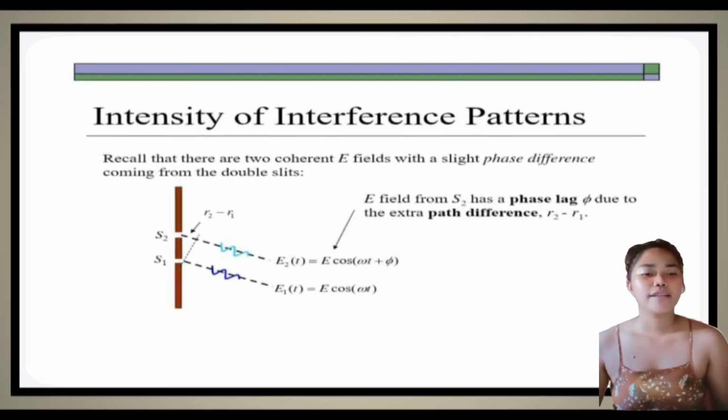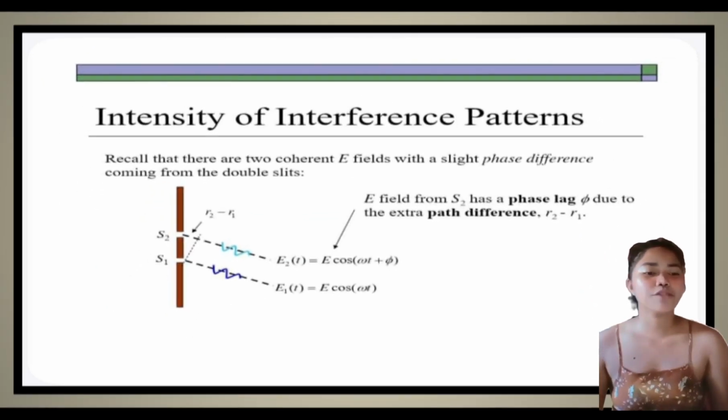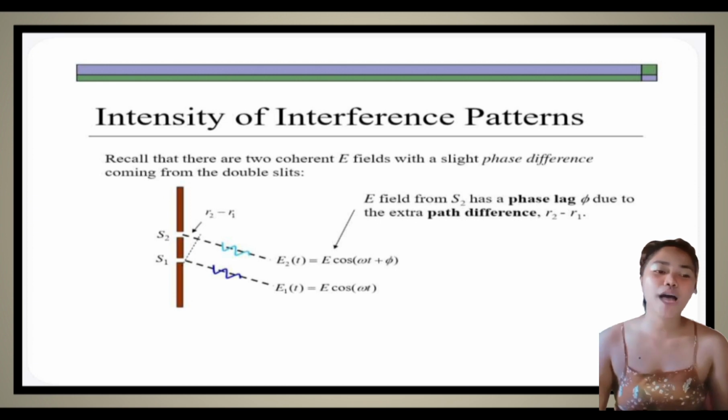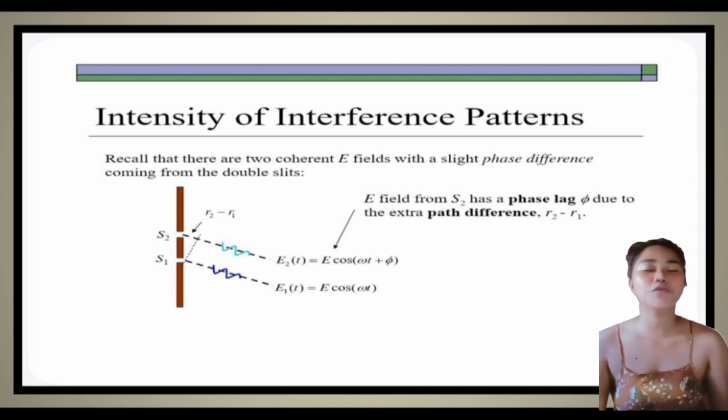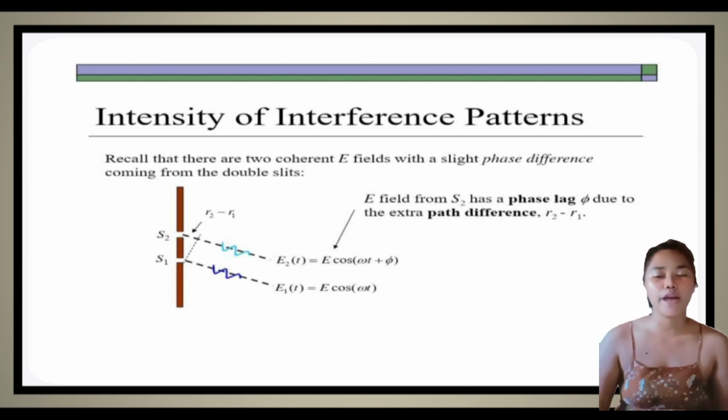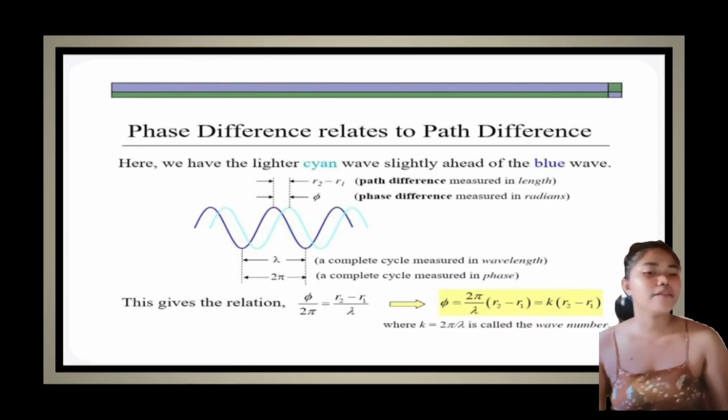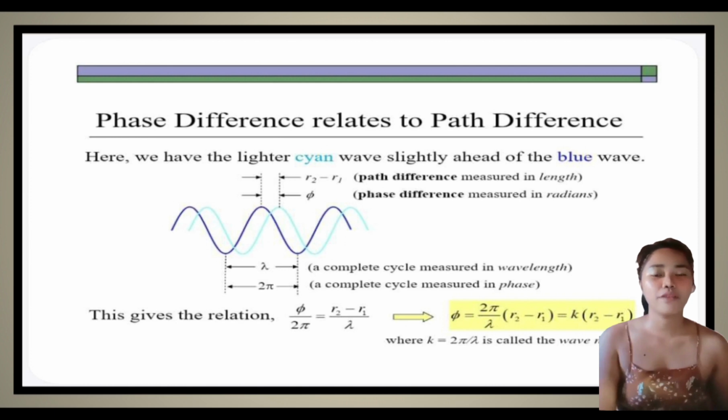Let's recall that there are two coherent electric fields with a slight phase difference coming from the double slit. The E field from S2 has a phase lag phi due to the extra path difference R2 minus R1. Next is how the phase difference relates to the path difference.